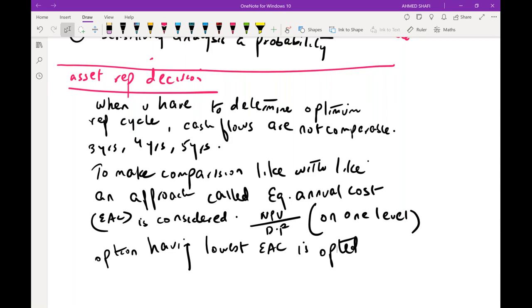So we use an approach called equivalent annual cost, EAC. That's NPV over discount factor. The purpose of EAC is to bring options of varying lengths onto an equal level, so that comparison is like with like, and then the option having the lowest EAC is opted. These are just the sample points. You can write, note that.